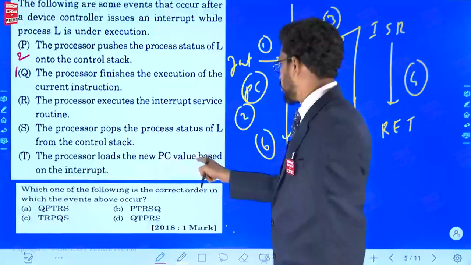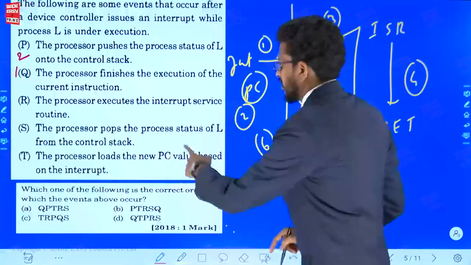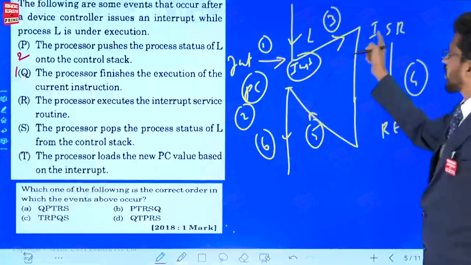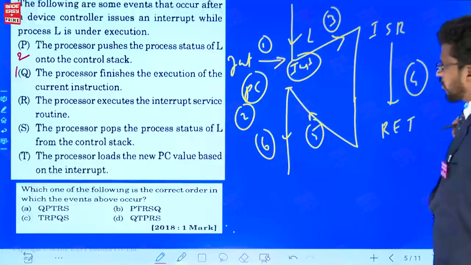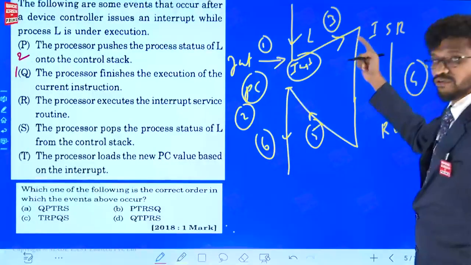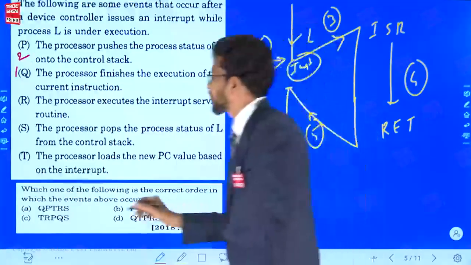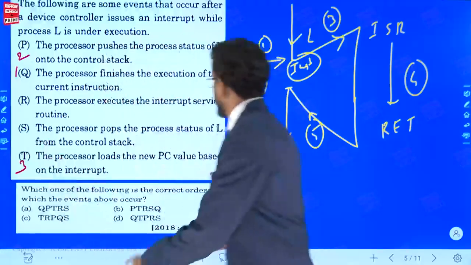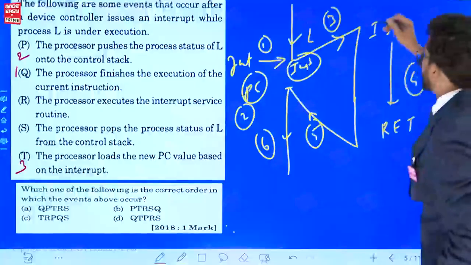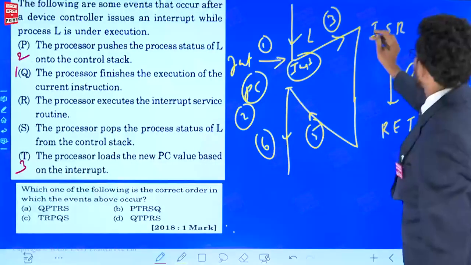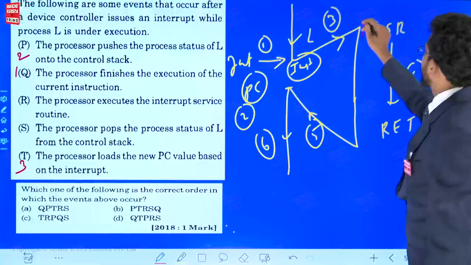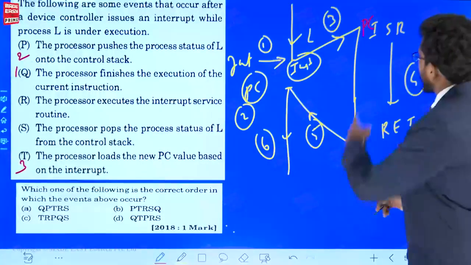The processor loads the new PC value based on the interrupt. That is correct, no? Before going to the ISR, first it has stored the PC value. Then it will load the new value of the PC. That is number 3. It will load the address of the new program. To run the ISR, the PC will be updated. So the current value here, I am just showing here, the PC will be loaded with the ISR value.